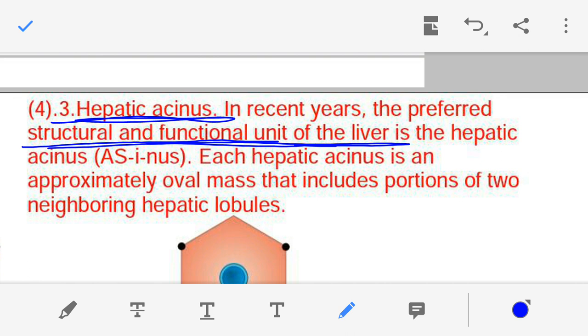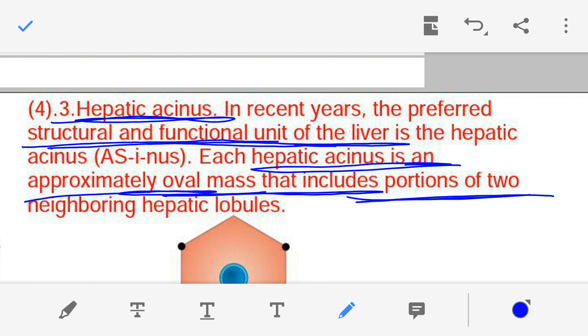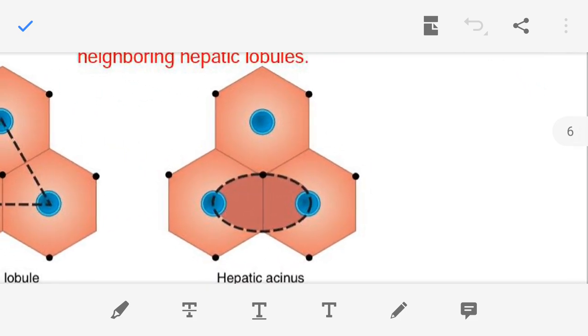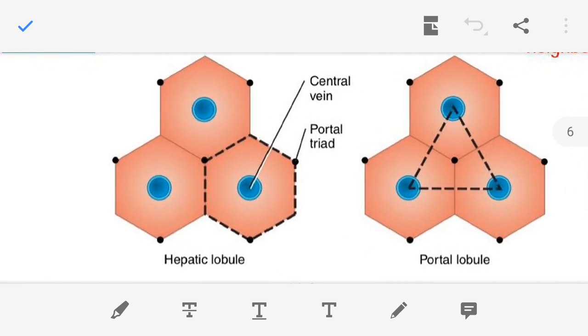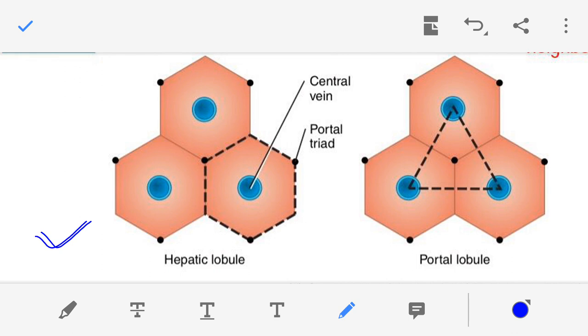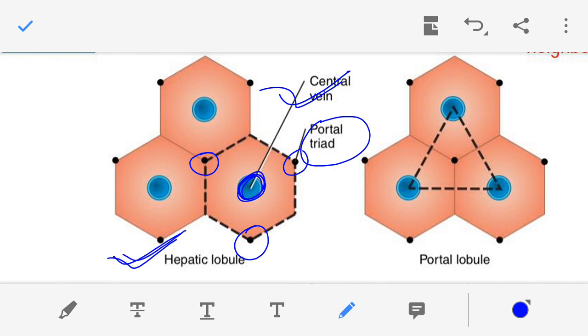And what is this hepatic acinus? Hepatic acinus is an approximately oval mass, and this oval mass includes portions of two neighboring hepatic lobules. With the figure I am showing you, for example, this is the first model, the classical hepatic lobule, hexagon in shape with six sides. On three corners, 1, 2, 3, a portal triad is present, and in the center, the central vein is present. This is the first model, the hepatic lobule.